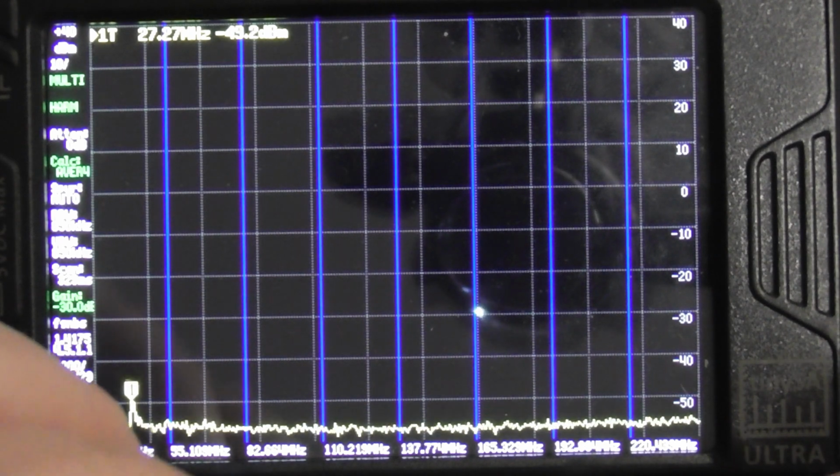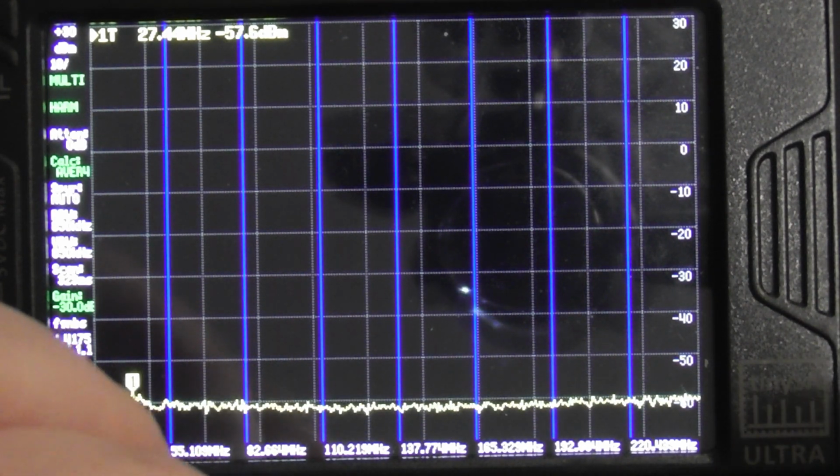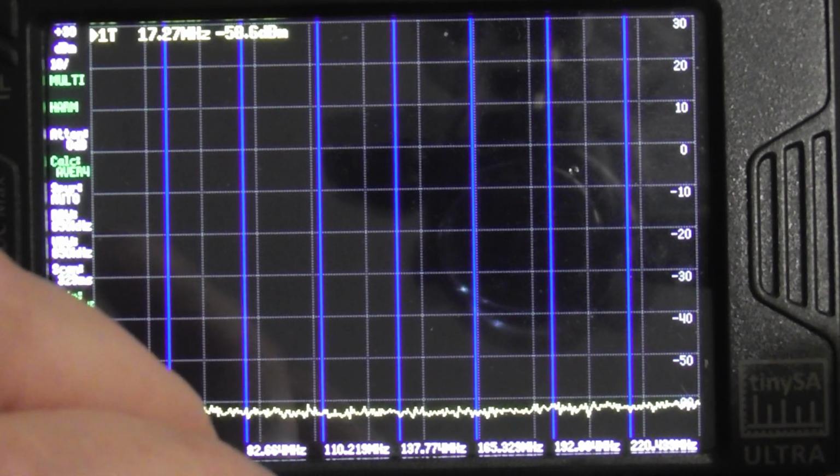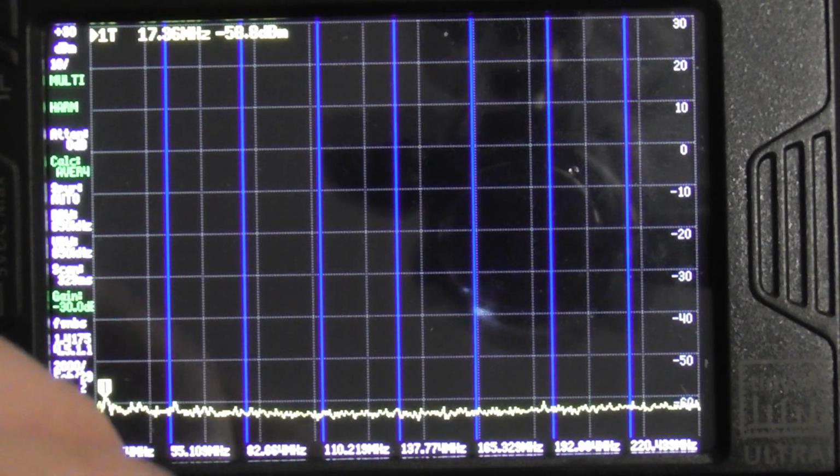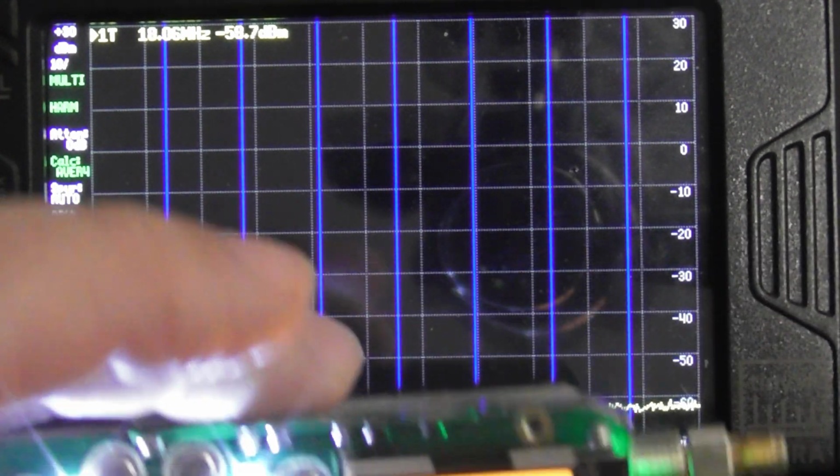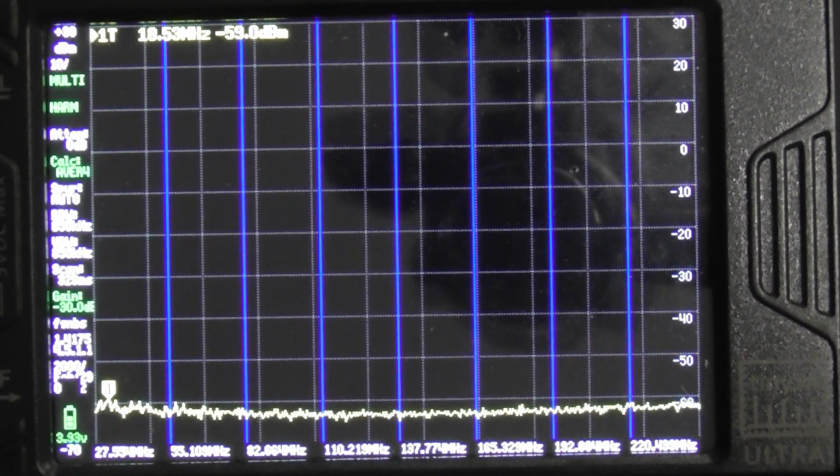I'm going to show you what it looks like with one that's not modified. Let's put this one to the side a bit. Okay, I'm just going to get the unmodified one out of the box.